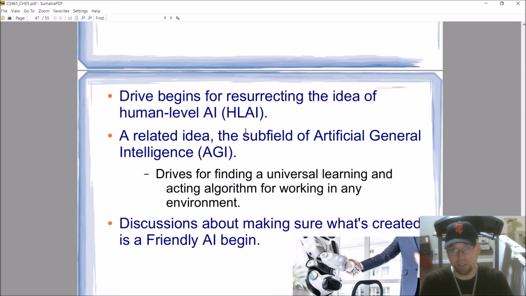Judgment Day, dun dun dun dun dun. Come with me if you want to live. I'll be back. So serious thinkers are now starting to talk about, hey, you know what? We better make sure that these machines we're building are friendly. Asimov and his laws of robotics, right?